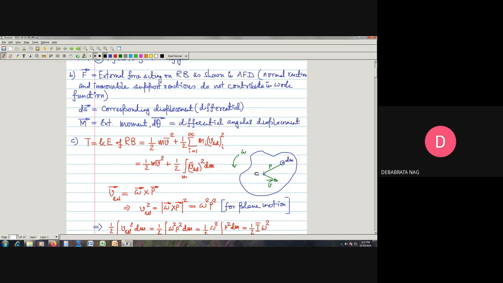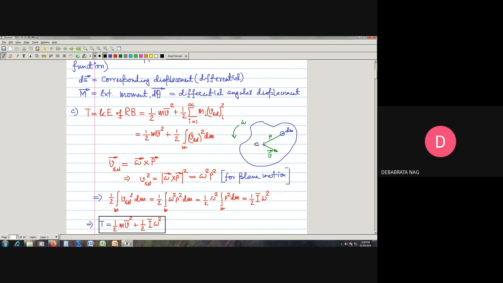So we can write it like this. Particularly remembering that omega bar and rho bar are orthogonal vectors for plane motion, the magnitude boils down to a very simple thing: omega square rho square. So this is the relative velocity square, and if I insert it into this integration, the relative kinetic energy with respect to the center of mass is half integration over the entire mass m, v relative square dm, and in place of v relative we put this. Omega is constant for the entire body, so I can take omega square outside of the integration and write this as half omega square times the integration over the entire mass of rho square dm.